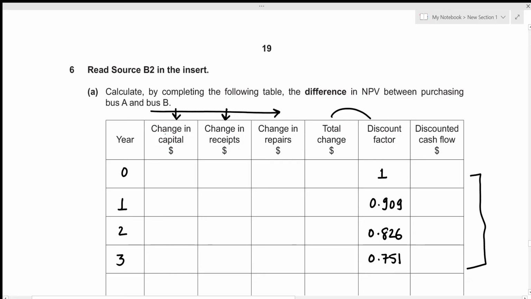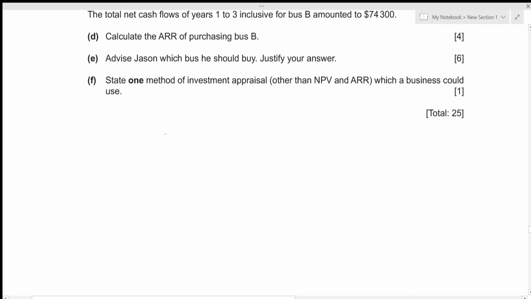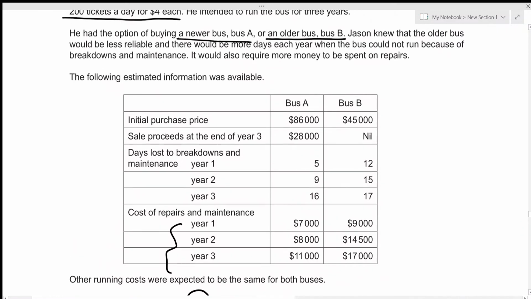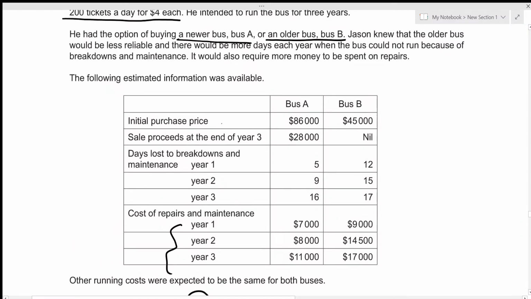Okay, now we can look for the change in capital in the above information. So capital is just going to refer to the initial purchase price. We already concluded that the initial purchase price for bus A is going to be greater than bus B because bus A is a newer bus compared to bus B. So we're just going to figure out the difference between these initial purchase prices, and we're going to write it down in our change in capital column. So for this, that's just going to be 86,000 minus 45,000, which gives us 41,000. So that's going to be the change in capital. Let's record it.